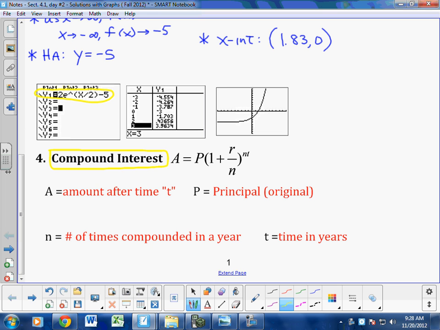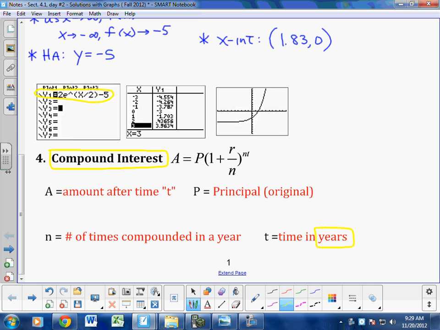So first of all, A is the amount after time t. That's your dollar amount. Capital P is the principal, that's the original amount. n is the number of times you compound in a year. And t is the time in years. Okay? You guys ever seen that formula before? You have? Some of you have, some of you haven't.